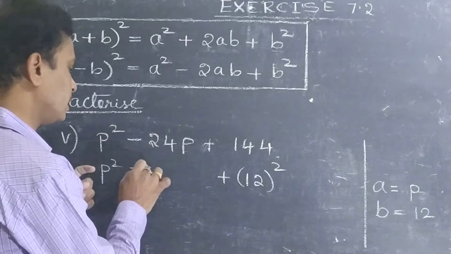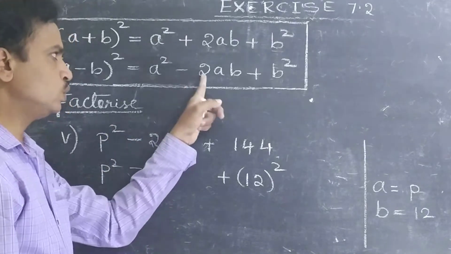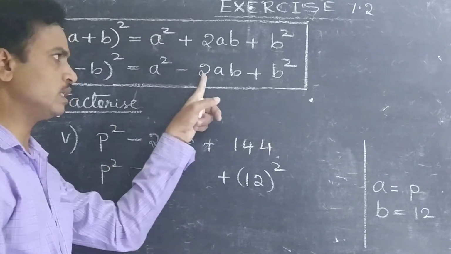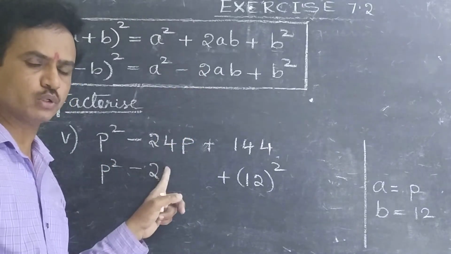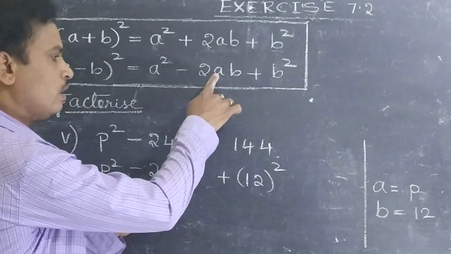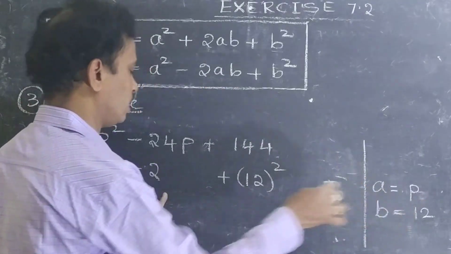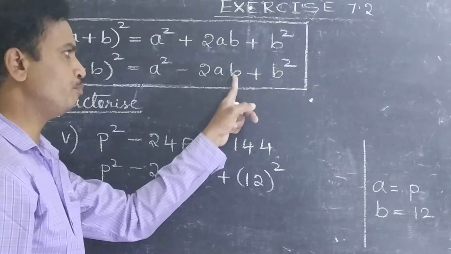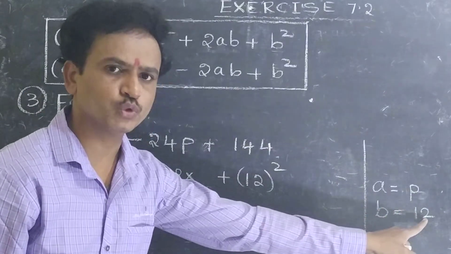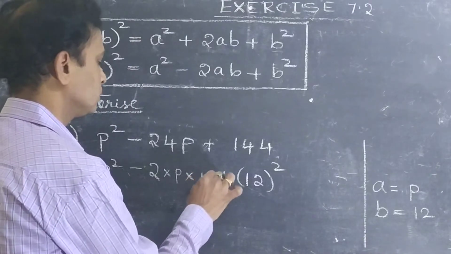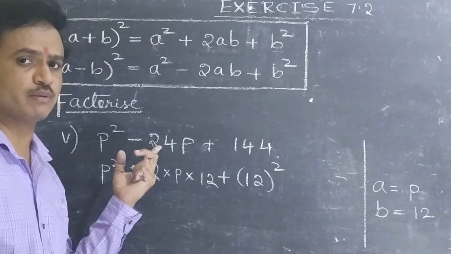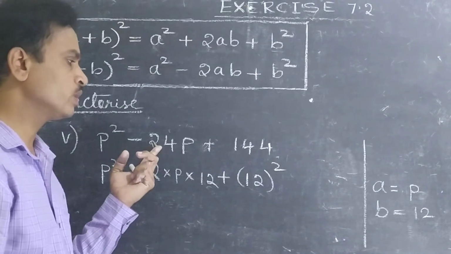So minus, you can take minus as it is. 2ab: first 2 you should write as it is. What is there in the identity? That same number you should write here. Then a, what is the a value here? p into p. Next into b, what is the b value? 12. Now if you multiply 12 twos, we will get the same answer, 24.